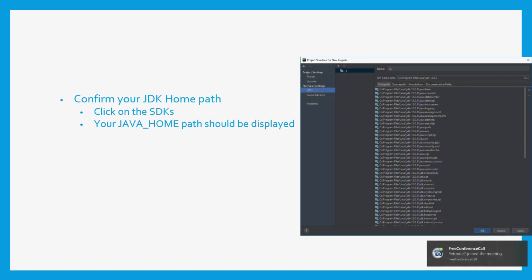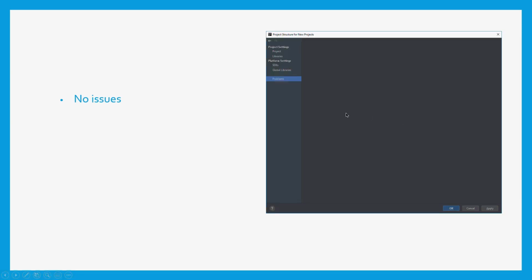Then I would advise you just quickly confirm your JDK home path is set properly, and also that it corresponds to your Java home that we set before. Then also confirm that there are no issues by clicking on the problem tab. And that is that for the configuration of IntelliJ.